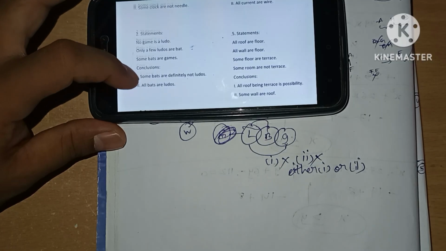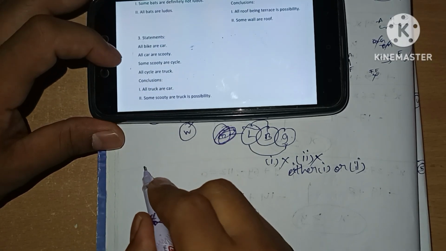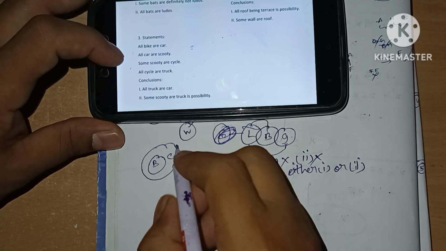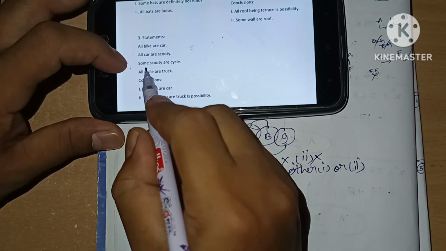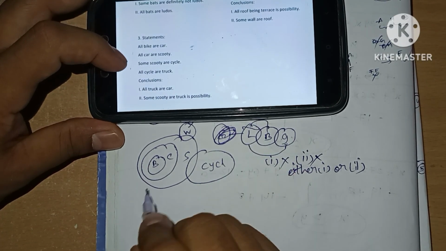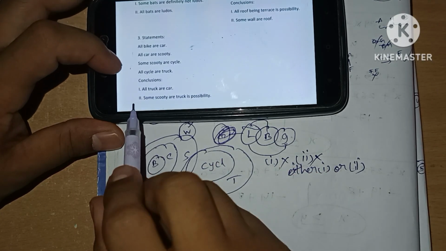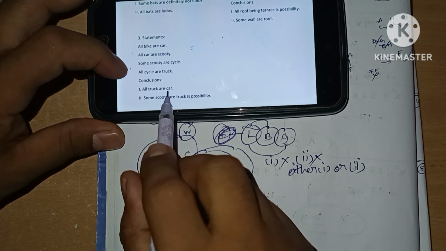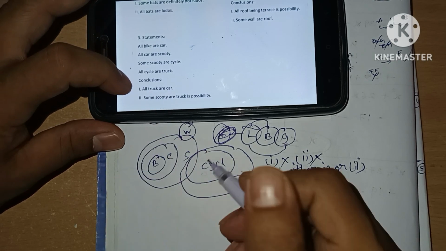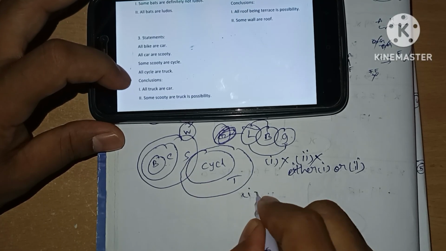Okay. Let's see third question. All bike are car. All car are scooty. Some scooty are cycle. All cycle are truck. Let's see conclusions. All truck are car. This is the direct conclusion. We need to check the direct meaning in our basic Venn diagram. All truck is inside car? No. So first conclusion will be false.